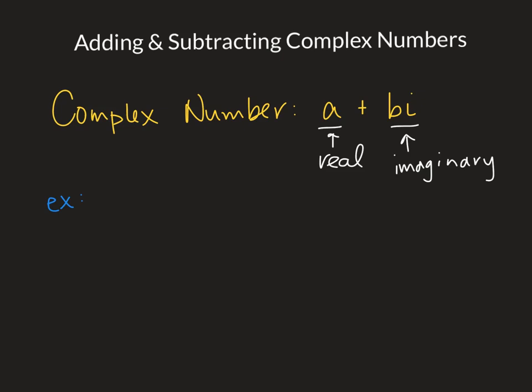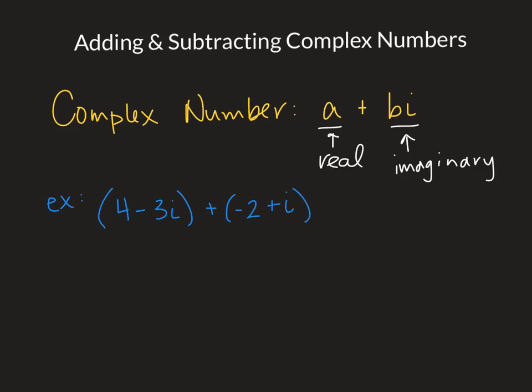All right, so if we are adding two complex numbers together or subtracting them, it's basically just like combining like terms. So let's do a first example. Let's add together 4 minus 3i, there's one complex number, and we'll add it to negative 2 plus i.